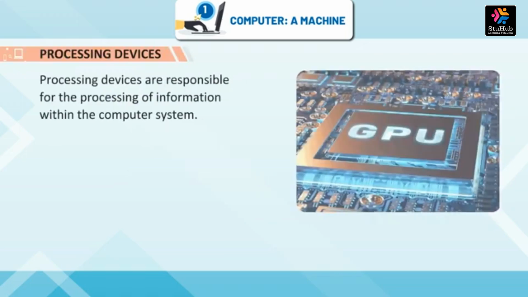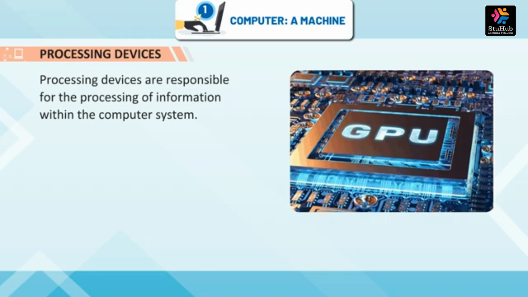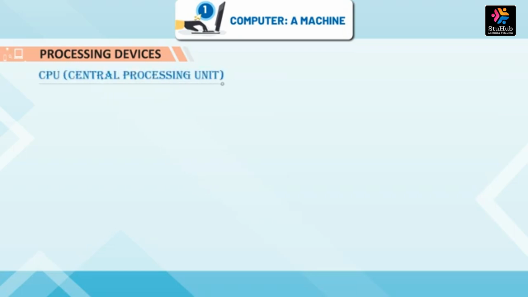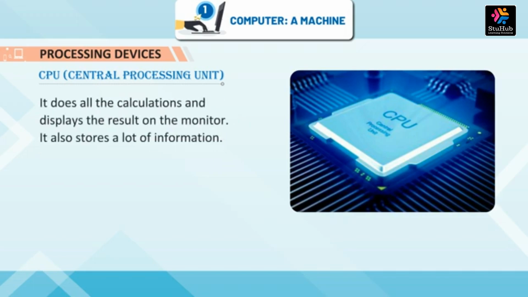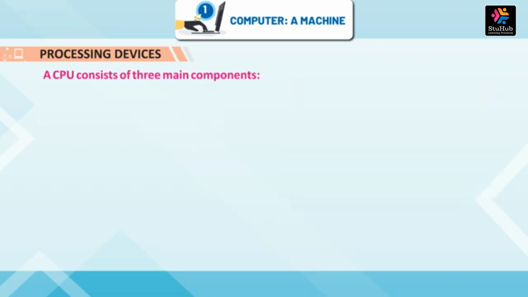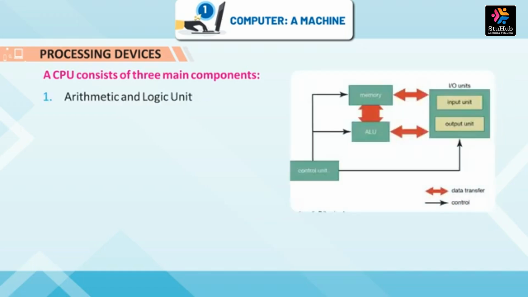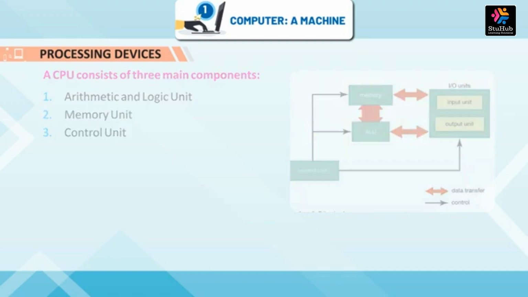Processing devices. Processing devices are responsible for the processing of information within the computer system. CPU, Central Processing Unit. A computer does all its work in the CPU. It is termed as the brain of a computer that controls all parts of the computer system. It does all the calculations and displays the result on the monitor. It also stores a lot of information. A CPU consists of 3 main components. 1. Arithmetic and logic unit. 2. Memory unit. 3. Control unit.